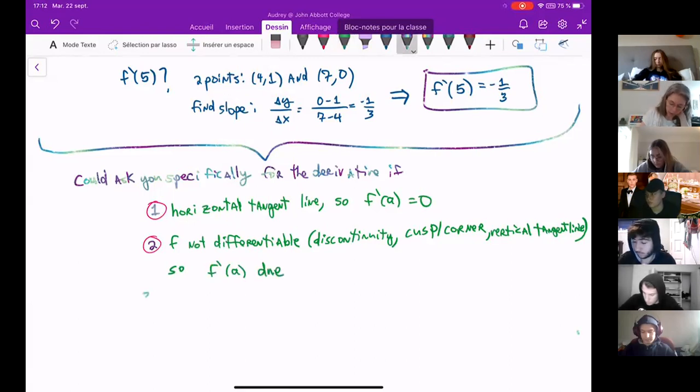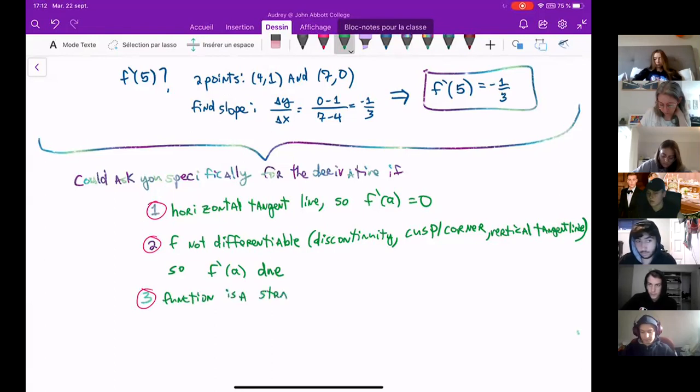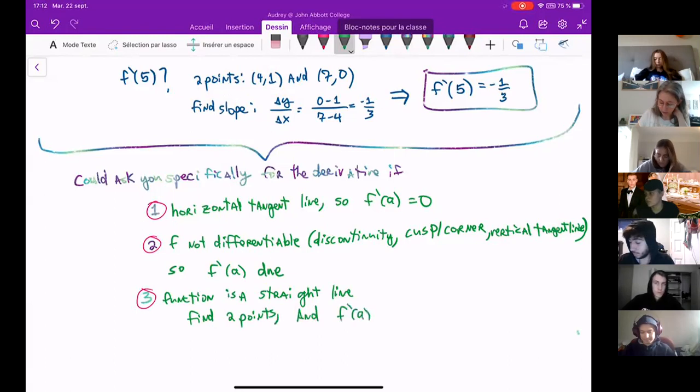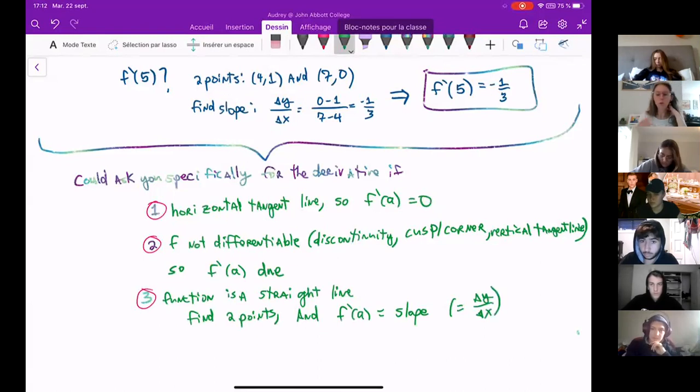And then the third case is the last thing we did. Function is a straight line. So we find 2 points. And f prime of A is equal to the slope, which is equal to change in y over change in x. And those are really the only 3 cases in which I could ask you this question. So if I'm saying, what is f prime of blah, blah, blah, you should be thinking about these 3 things.